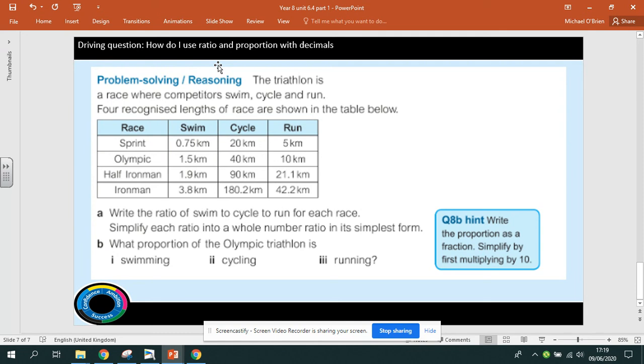So you're looking at what ratio of a swim to cycle to run for each race. Simplify each ratio to a whole number ratio in its simplest form. So we are looking for whole numbers. And then what proportion of the Olympic triathlon is this? Okay, so when you're ready, pause the lesson and get ready to start on your work. When you're ready to get your marks, please turn the lesson back on.